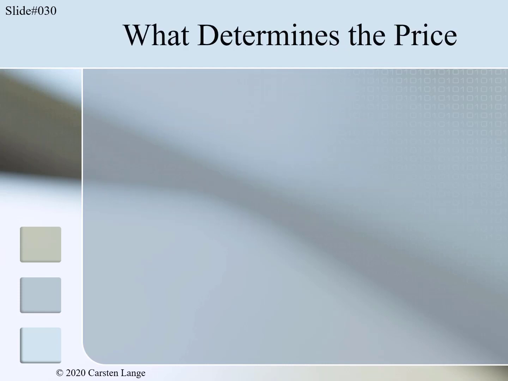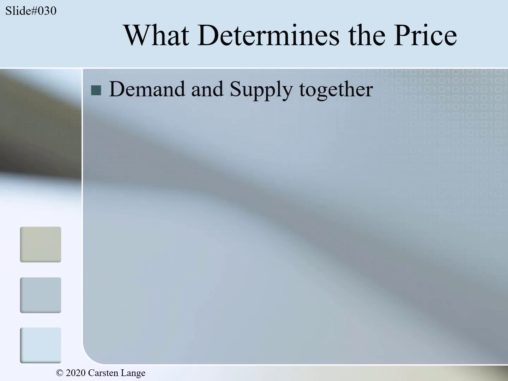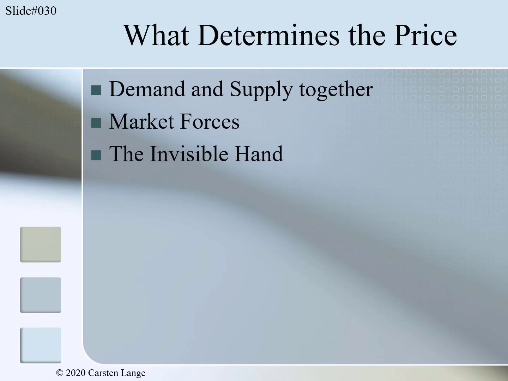As already mentioned, the aim of this segment is to find out what determines the price. The price is determined by demand and supply together, by the market forces, by the invisible hand. You probably know one or the other of the three topics already. They all mean basically the same.